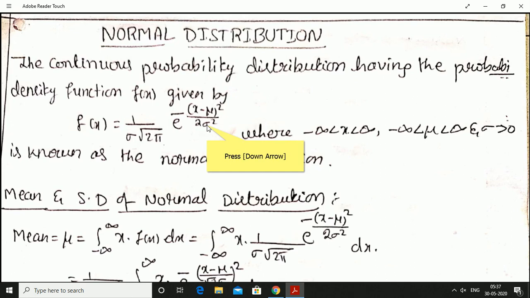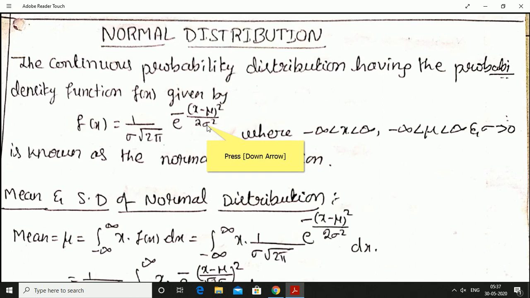If x is a continuous random variable having the probability density function f of x in the form f of x is equal to 1 by sigma into square root of 2 pi e to the power of minus (x minus mu) whole square divided by 2 sigma square, where x takes the values from minus infinity to plus infinity and mu is also varied from minus infinity to plus infinity and sigma is greater than 0, is known as the normal distribution.